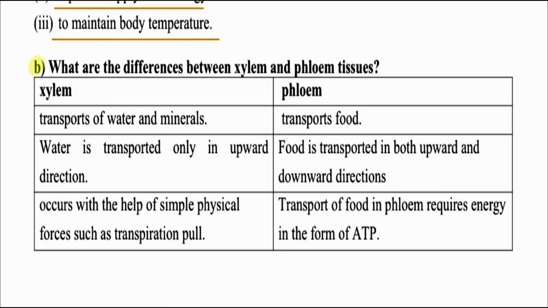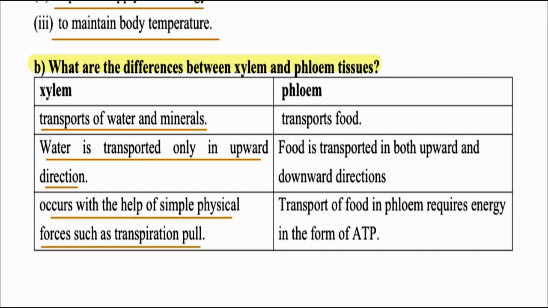Next question in this. What are the differences between xylem and phloem tissues? First, let's talk about xylem and then go to phloem. In xylem, transport of water and minerals takes place. Water is transported only in the upward direction, and it occurs with the help of simple physical force such as transpiration pull. If we talk about phloem, it transports food. Food is transported in both upward and downward directions, and it requires energy in the form of ATP.